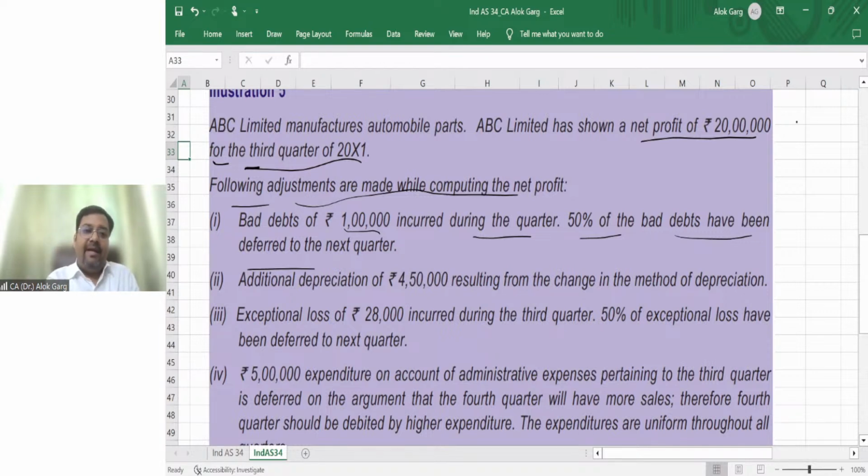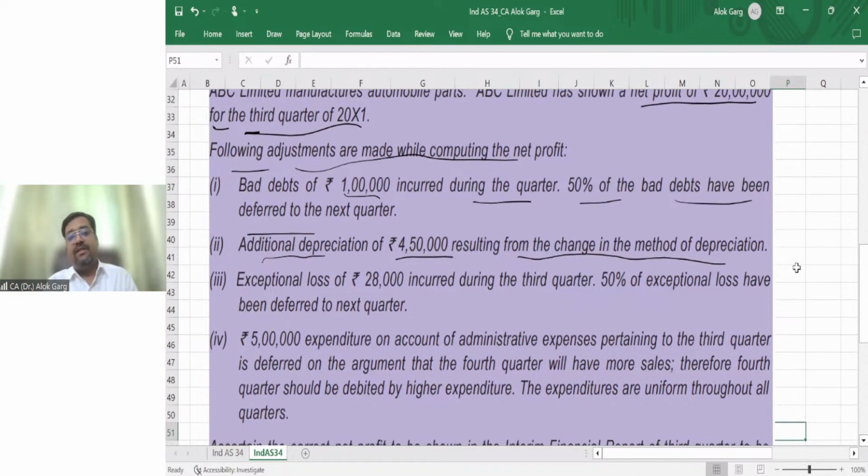So that is not right. Okay. Additional depreciation of 4,50,000 resulting from change in method of depreciation. So the company has changed the method of depreciation, and due to that, the company has taken an additional hit of 4,50,000. So that is right, because change in accounting estimate has to be applied prospectively, right? So in the current period, there is a change and the company has taken that change.